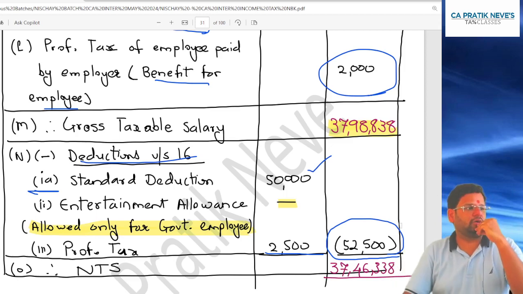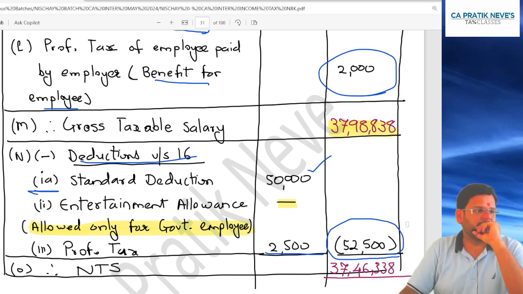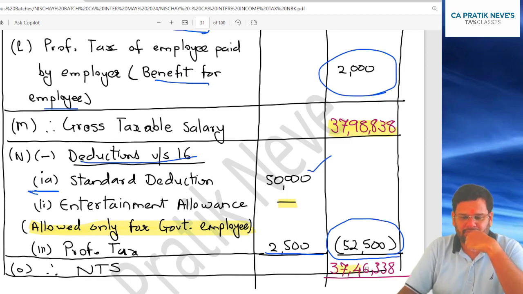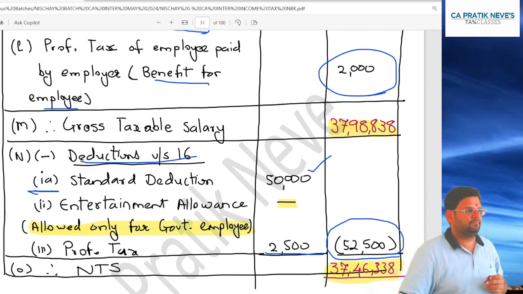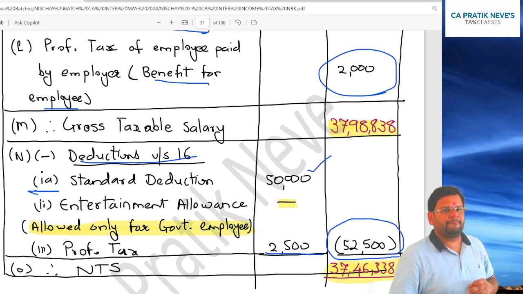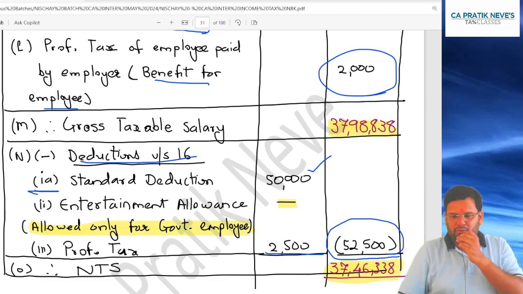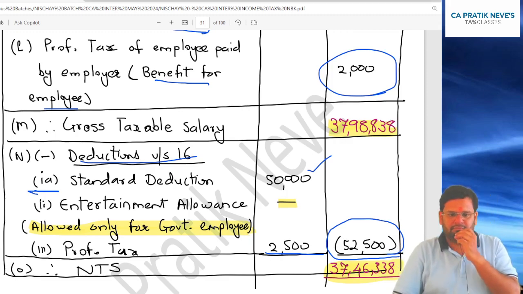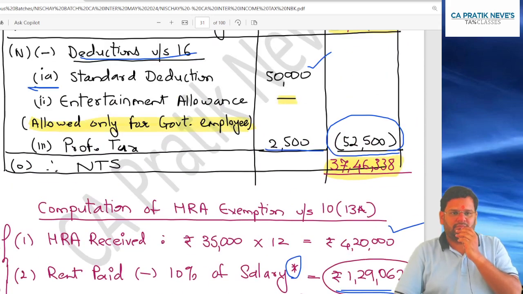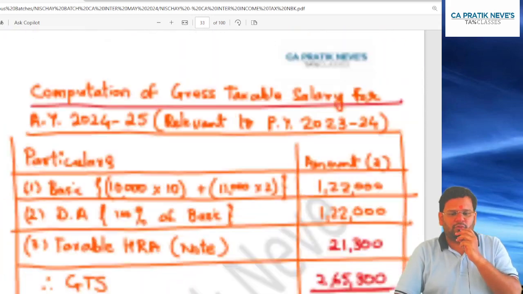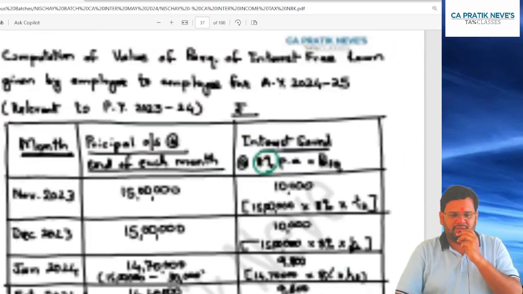Have I got it correct? Have you got it correct? Have we got it correct? Deduct 52,500 and get NTS. And then pat yourself if you have got 37 lakh 46,338. All of you have completed this. Those who are watching online, shall we go ahead? What do we have to do now? Yes. Please write down.